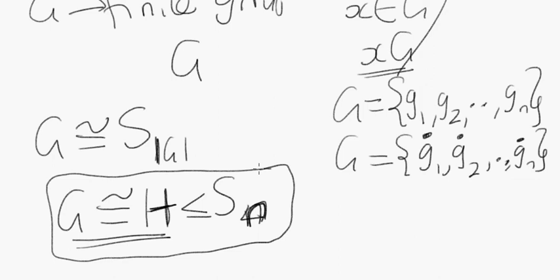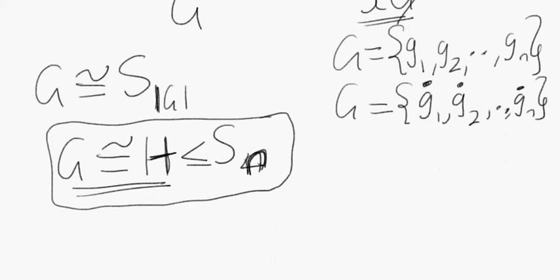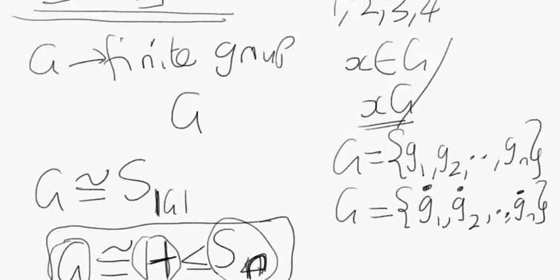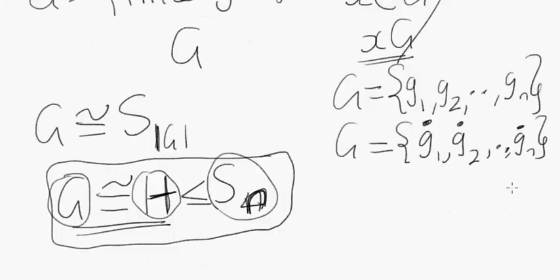But we need to investigate it for ourselves, and that's what the next video will be about: answering this question of Cayley's theorem. Is it really true that any finite group G is always isomorphic to a subgroup of the symmetric group? If you're interested in exploring this question, the next video is going to be exploring that. Otherwise, thanks a lot for listening.